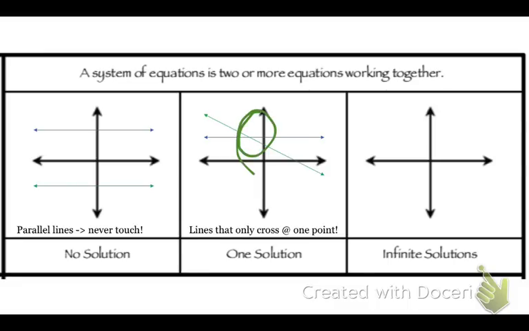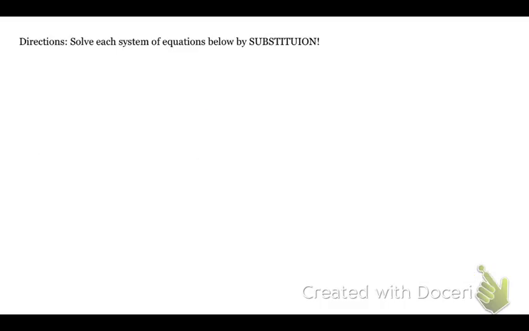Yep. And if they're infinite solutions, that means that it is the same exact line. Boom. See? Did you see how it changed from blue to green? Same line. So that means it's the same line, and they always are touching all the time because they're just the same. Yep. Okay. So directions.